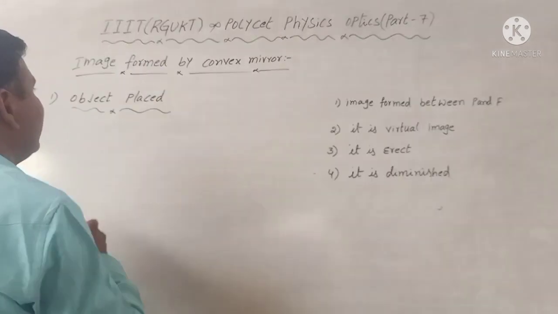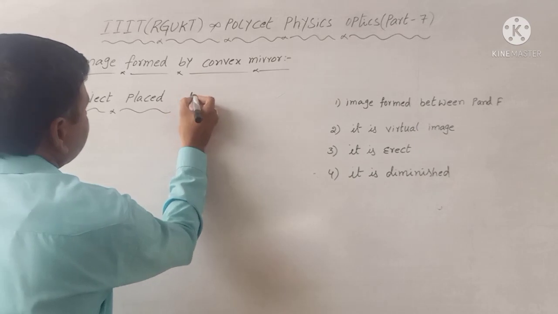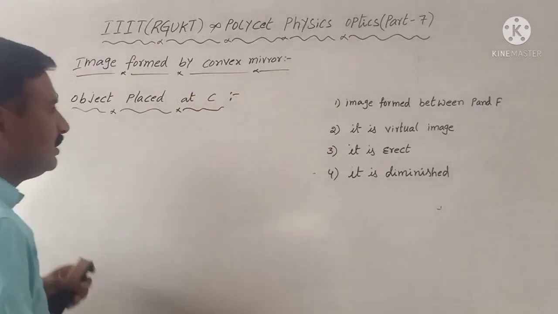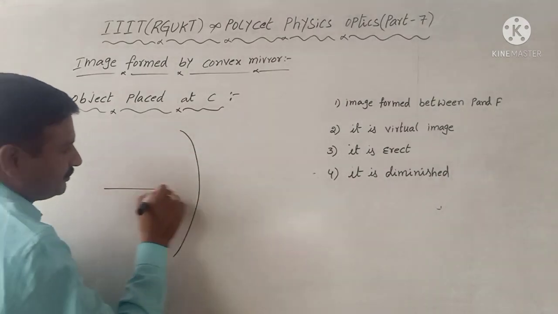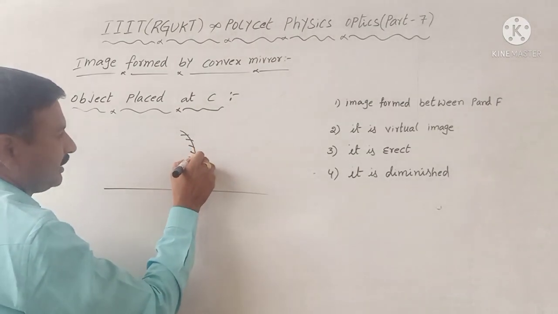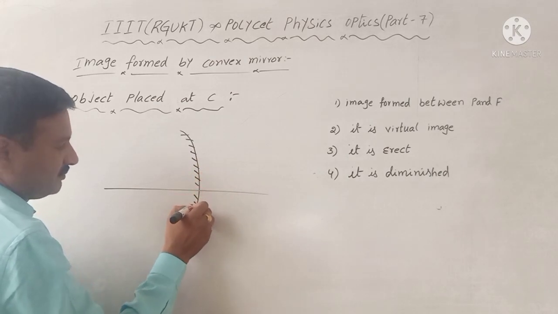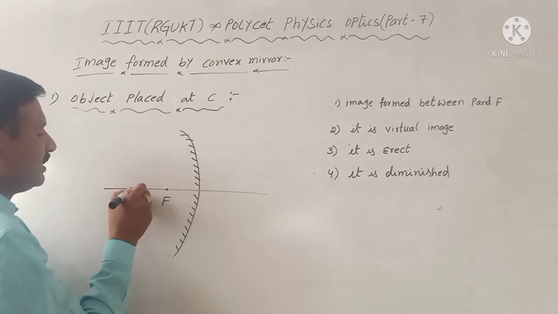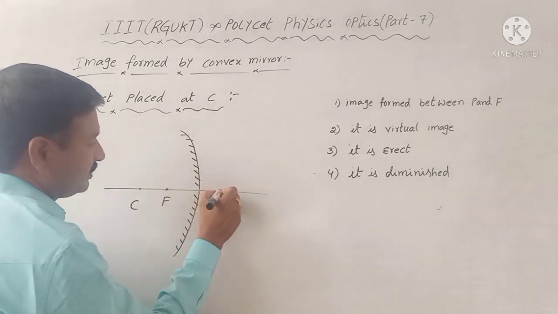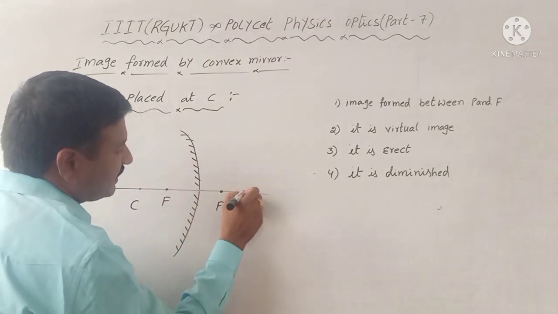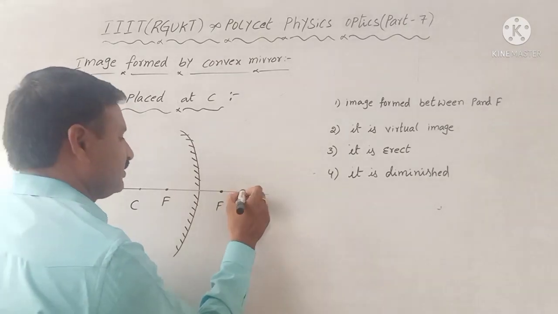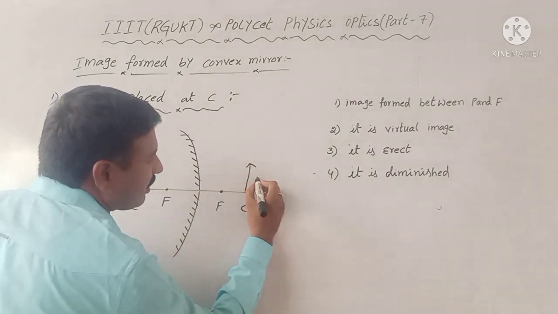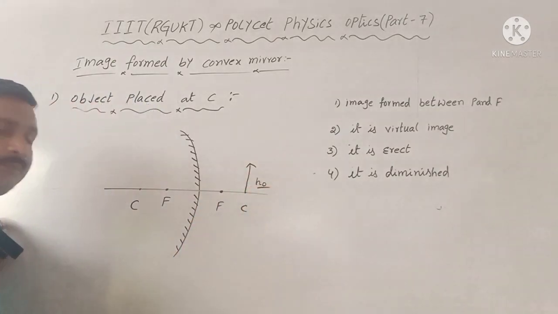Object placed at C. C means center of curvature. So we draw the center of curvature. It is the convex mirror, silvering the concave surface. It is focus and it is center of curvature. And this side it is focus and this side it is the center of curvature. Again, object here, the height of object HO.